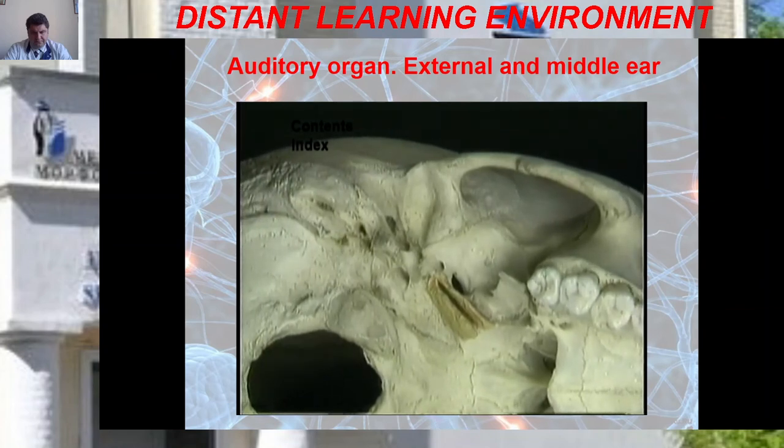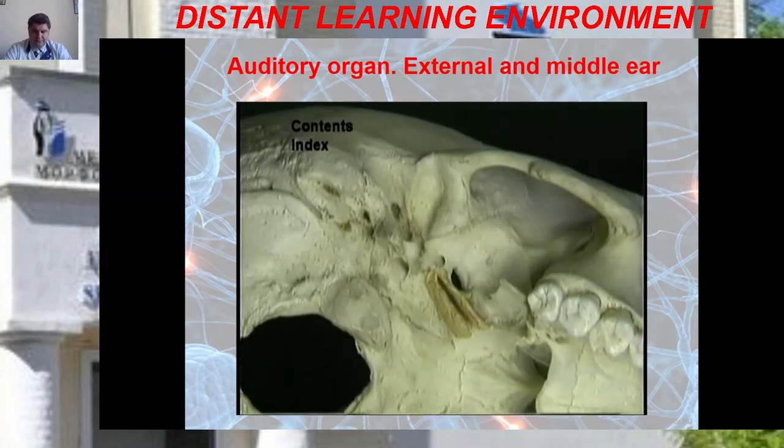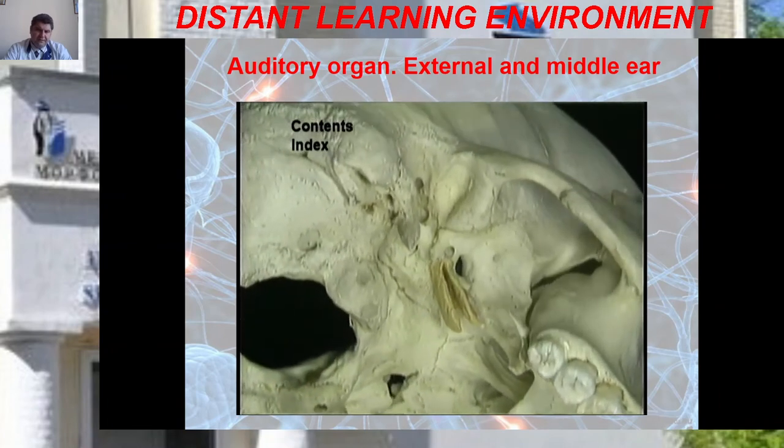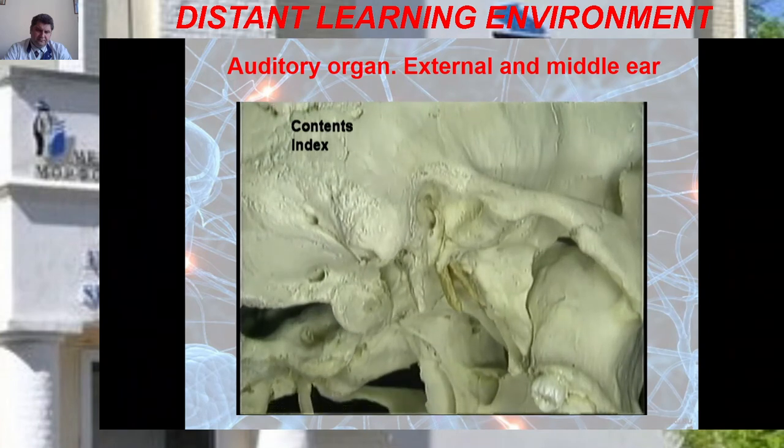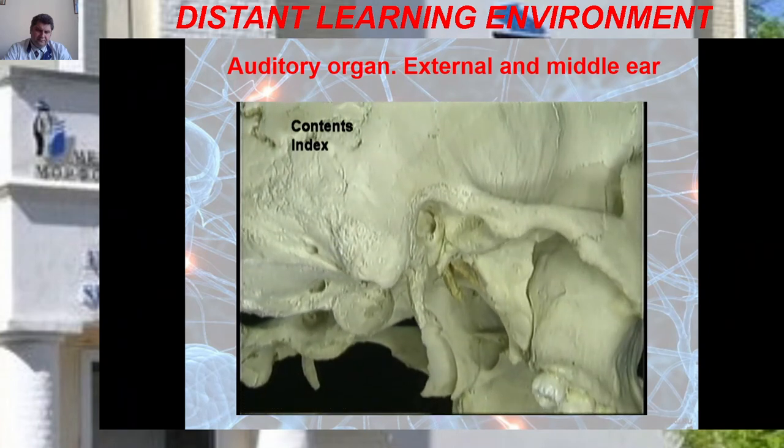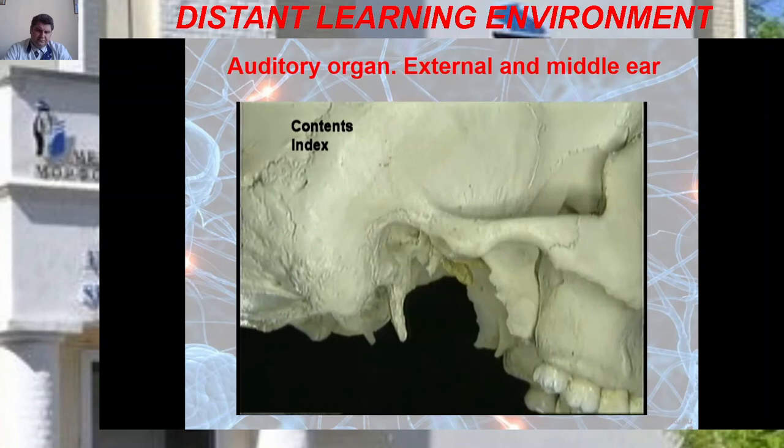The cartilage of the auditory tube is attached to the base of the skull. Its medial end projects beneath the mucosa of the nasopharynx. To see the auditory tube itself, we'll go back to a dissected specimen.